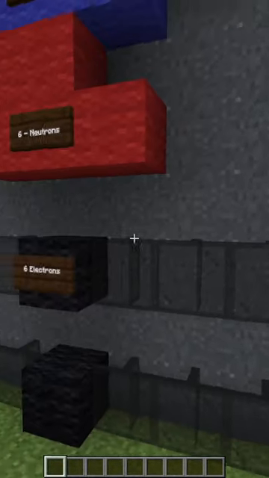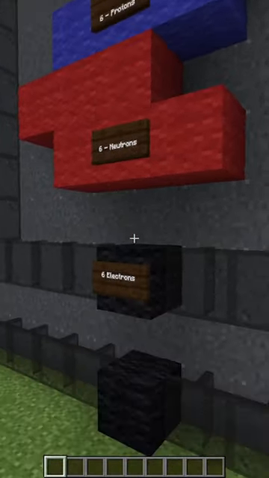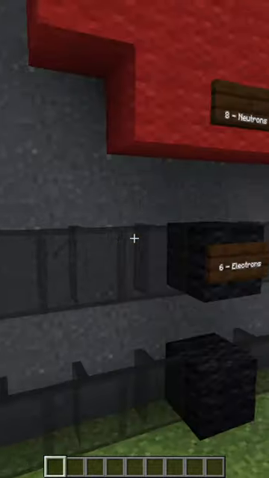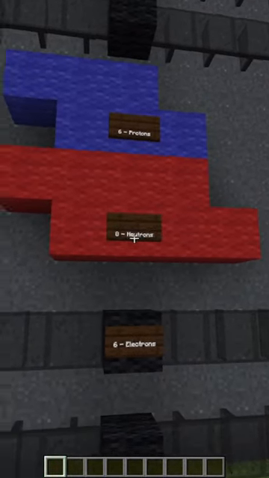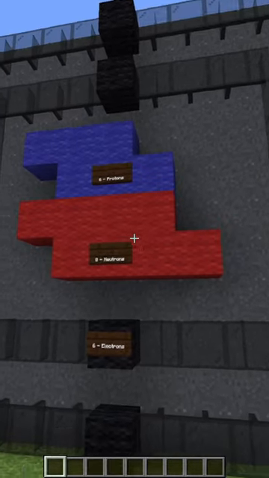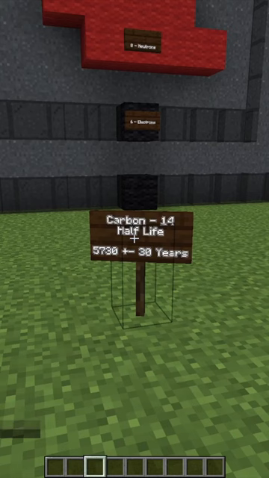Nearly 99% of the carbon that exists on Earth is what's called carbon-12, meaning it has 6 protons, 6 neutrons, and 6 electrons. Carbon-12 is a stable isotope, so it'll sit there and not change over time. There's another form of carbon that exists in trace amounts called carbon-14, which has 6 protons, 6 electrons, but 8, not 6, neutrons. And this version of carbon is radioactive, with a half-life of 5,730 plus or minus 40 years.